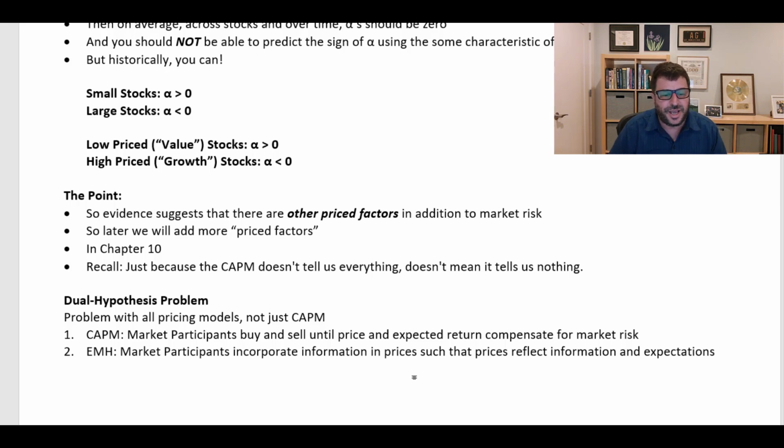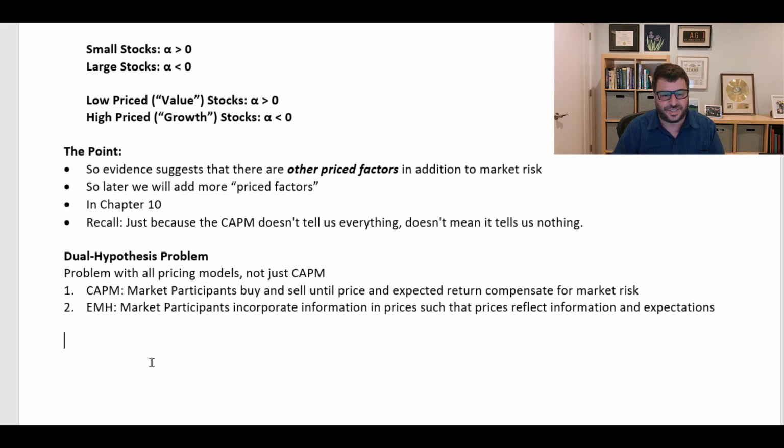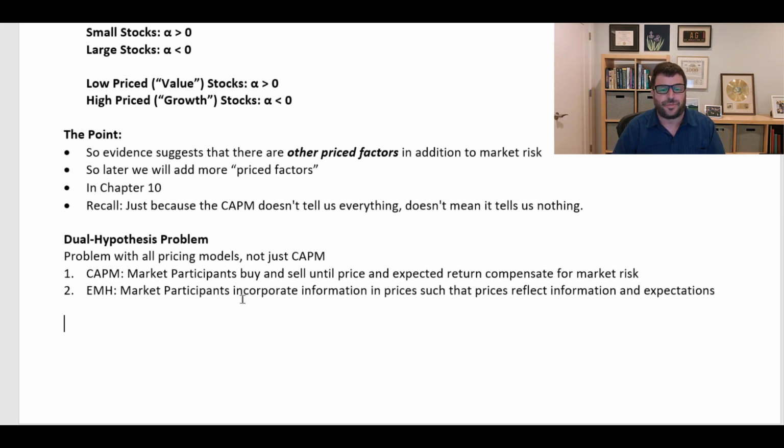So it might be the case that if I find that the CAPM doesn't hold, it's not that the CAPM is wrong, it's that the efficient market hypothesis is wrong. Or if I look the other way, if I want to test that prices are actually reflecting information, I have to do that within the context of a pricing model. So a dual hypothesis problem is that when you're testing the CAPM, you're also testing the EMH, but when you're testing the EMH, you're also testing the CAPM. And this is a problem not with just the CAPM, but all pricing models, as you run into these dual hypothesis issues.